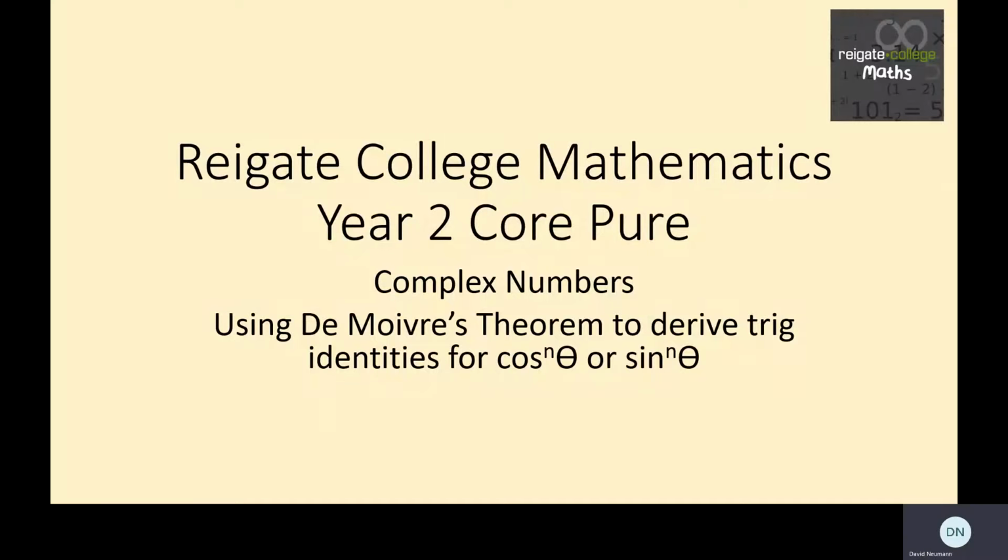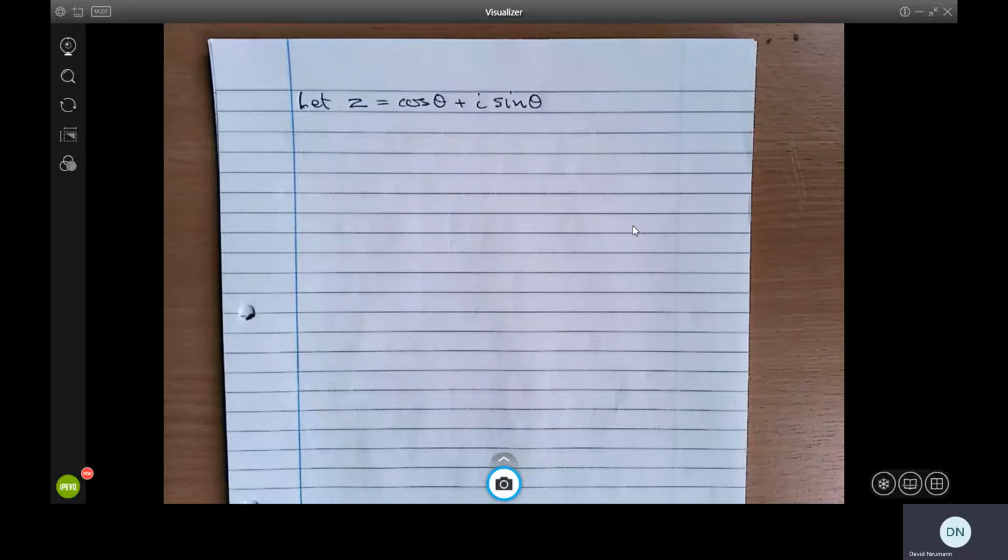So welcome to this Reigate further maths video, year 2 core pure complex numbers, and we're going to use de Moivre's theorem this time to derive trig identities for powers of cosine or sine of theta. I'm going to share the visualizer with you. There we go. So first of all, we need to find some identities that we are going to be using.